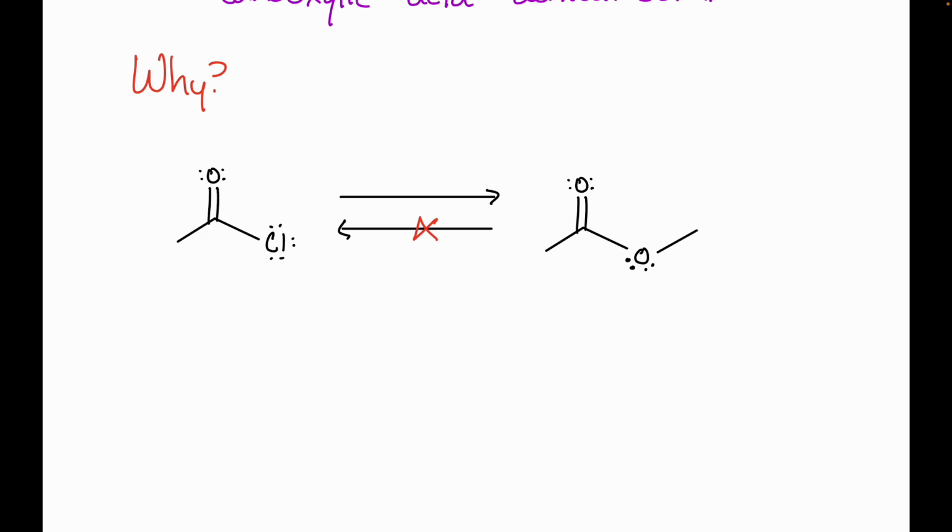Okay, well, what bond am I going to have to break on my reactant side here in order to make my new ester? What bond gets broken over here? What bond's over here that's not over there? The carbonyl carbon and the chlorine, right? So in order for this reaction to occur, we're going to have to kick off that chloride ion.